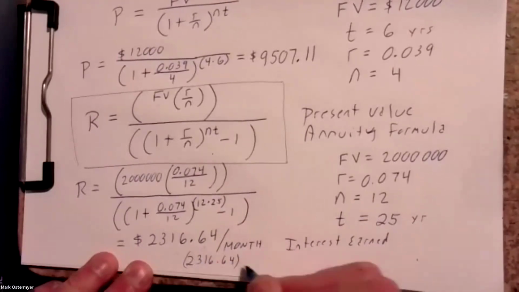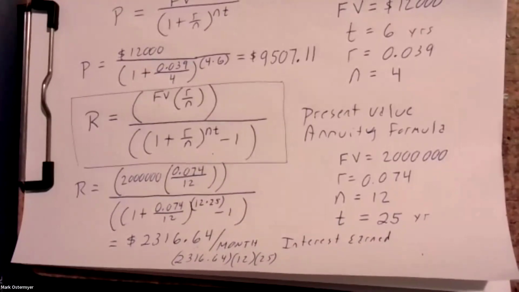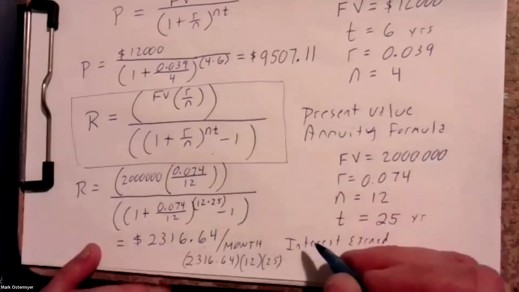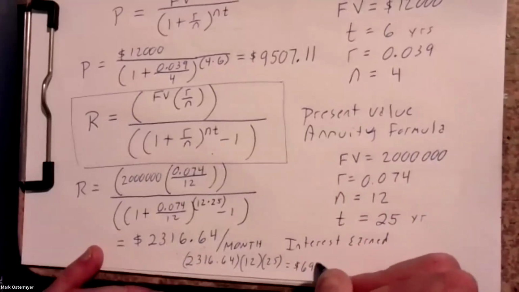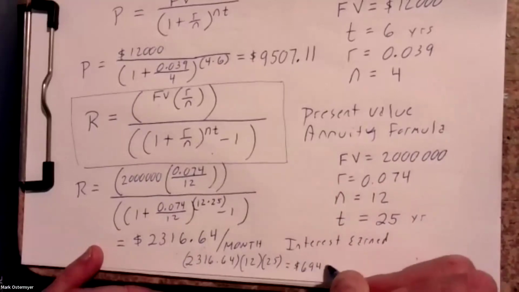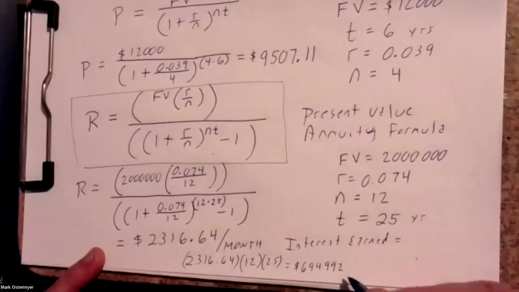2316.64 times 12 times 25. Dial it up on your calculator. This is the amount of money that we would have thrown into the account out of our pocket over the 25-year period. Times 12 times 25. Wow. Okay. So, ladies and gentlemen, we will have thrown into this account $694,992. But how much interest did we earn?